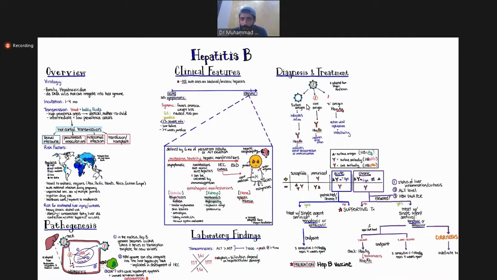In diagnosis and treatment, diagnosis is by the surface antigen, which is hepatitis B surface antigen, and antibody against this antigen indicates either seroconversion or immunization. Then you have the hepatitis B E antigen, which denotes active viral replication or infectivity. And core antigen, what does it denote? It indicates prior infection.